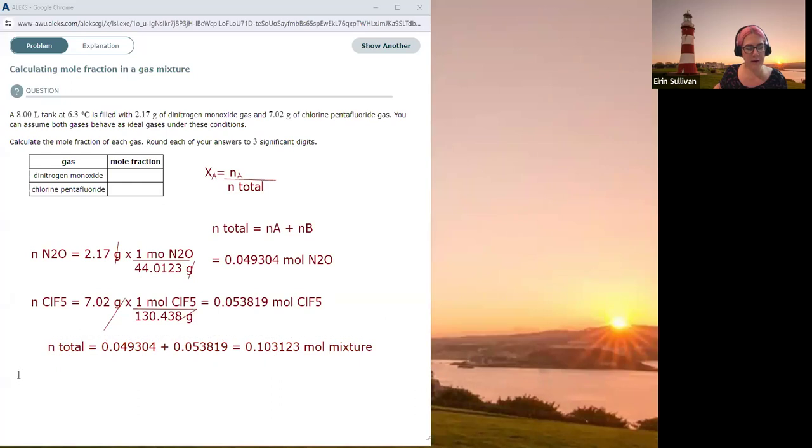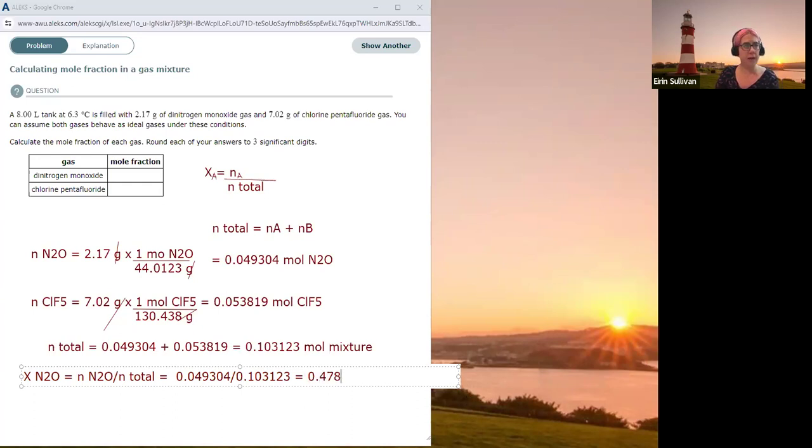So to get my mole fraction of my N2O, that's going to be my number of moles of N2O divided by my number of moles total. Okay, so it's kind of like a decimalized percentage, right? So that is going to be 0.049304 divided by 0.103123. And the mole fraction is unitless because you divide moles by moles. It's just going to be a ratio. 0.049304 divided by 0.103123 gives me 0.4783. 3 sig figs is fine.